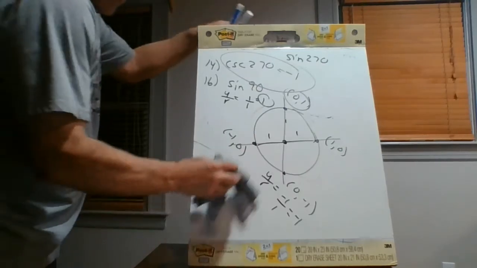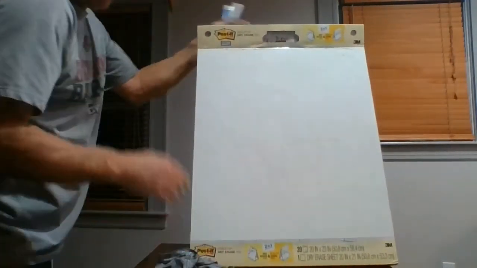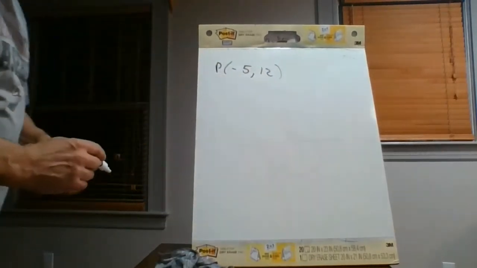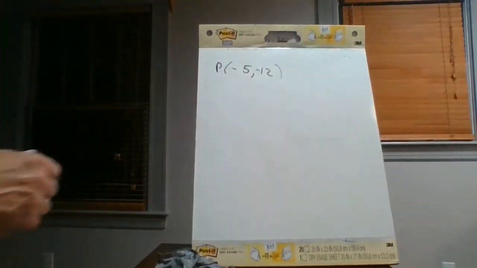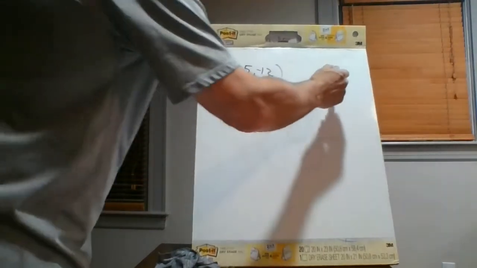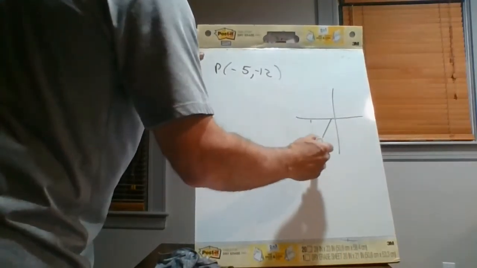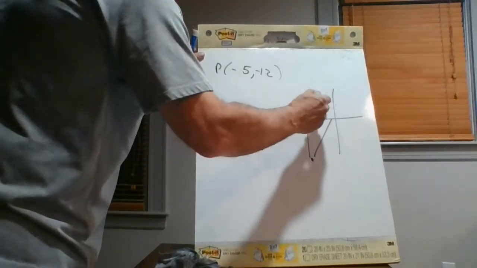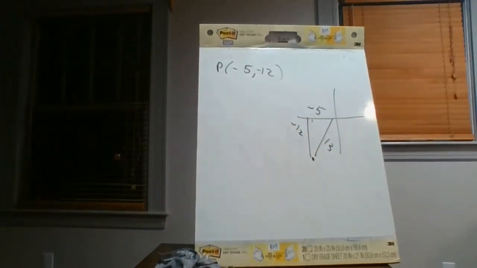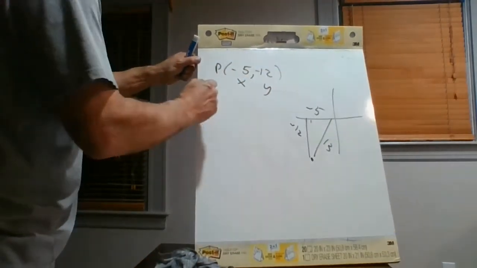All right, number 18. We have the point negative 5, negative 12. We want to find sine, cosine, tangent. Negative 5, negative 12, we're down here somewhere. Make this triangle. That's negative 5, that's negative 12, and we're going to get 13. We could use that triangle, but we don't even have to because this is our x, this is our y.